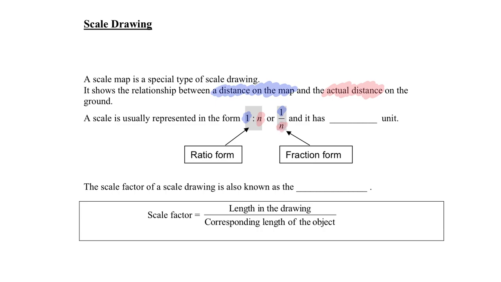the n. So the scale is usually represented in the form 1:n, where 1 represents the distance on the map and the n represents the actual distance. Okay? So it can be represented in either ratio or fraction form, and the key thing is that it has no units. Okay, so that is important.